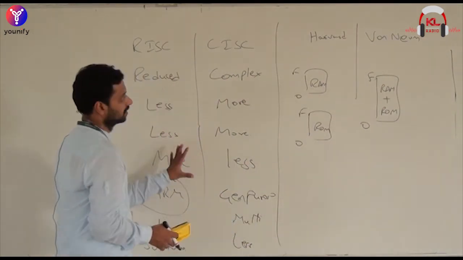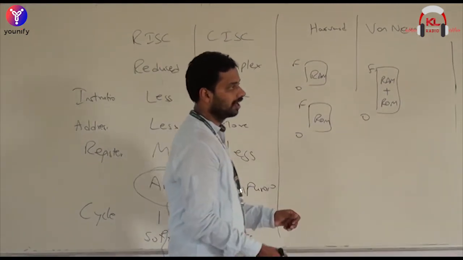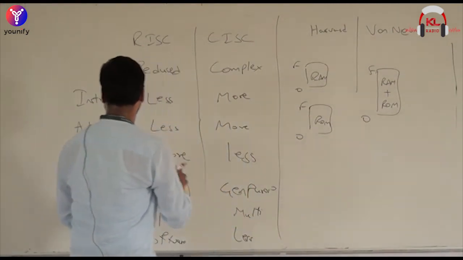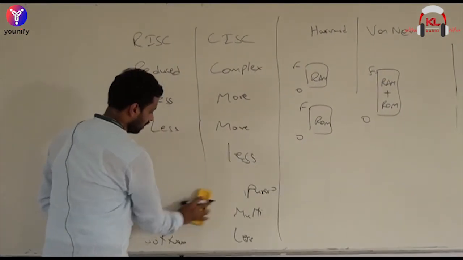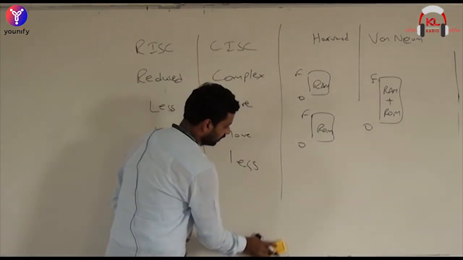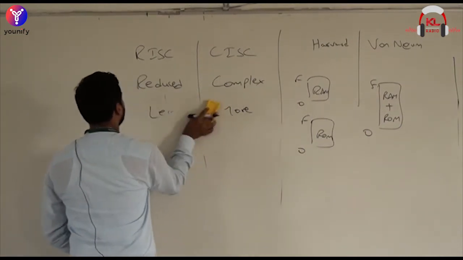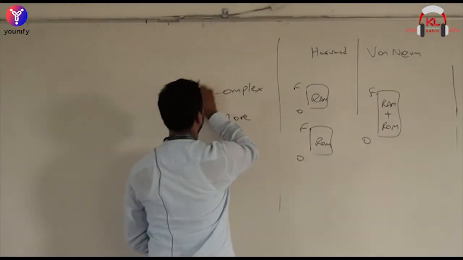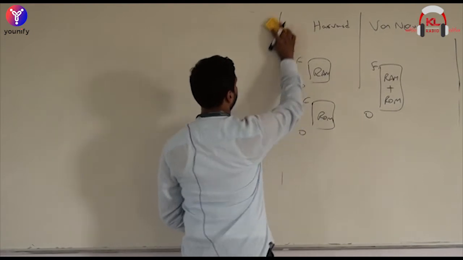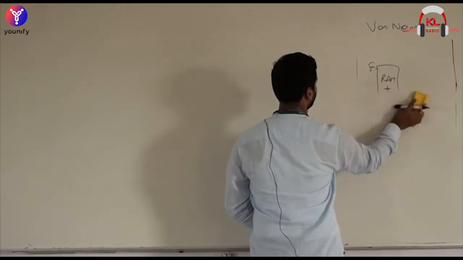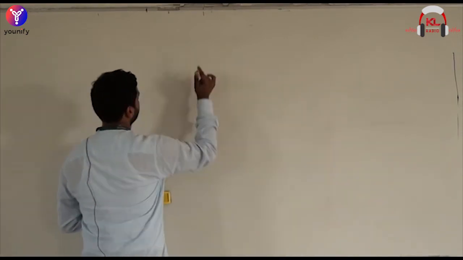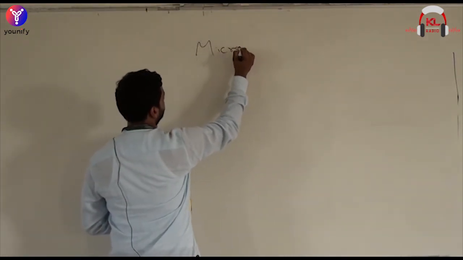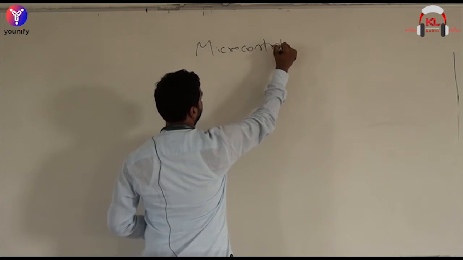So CISC and RISC are the standards that help any processor to be developed based on the set of rules that were given. So this will end the whole processor part of the syllabus. And the last topic that we had here will be microcontrollers.